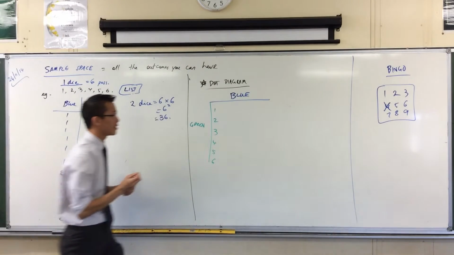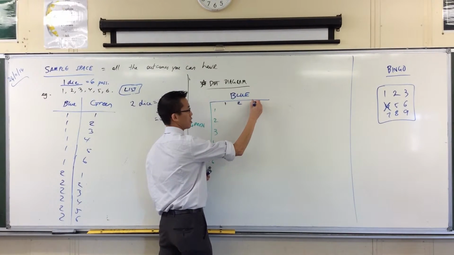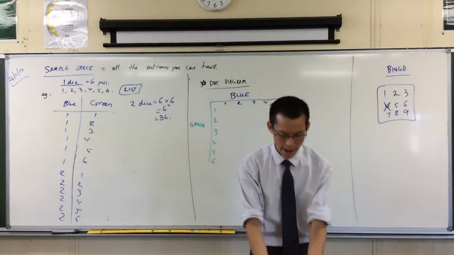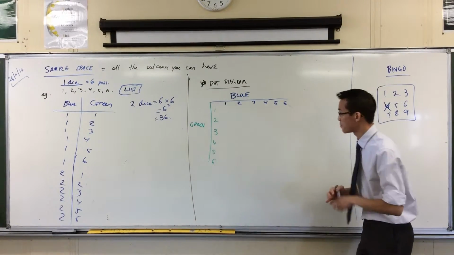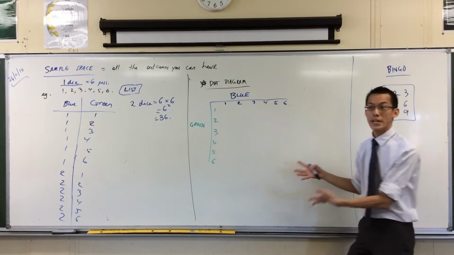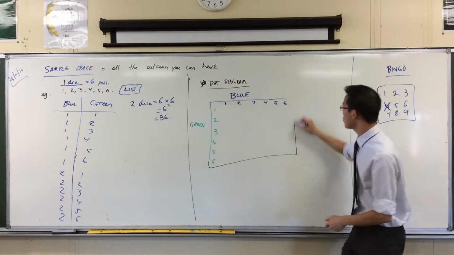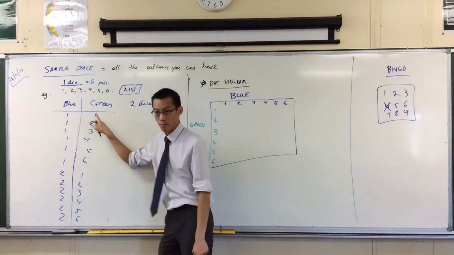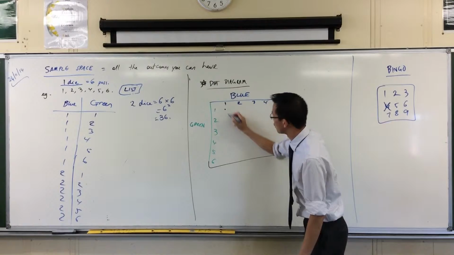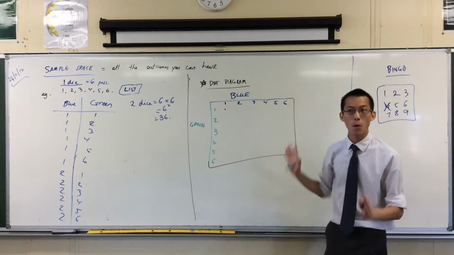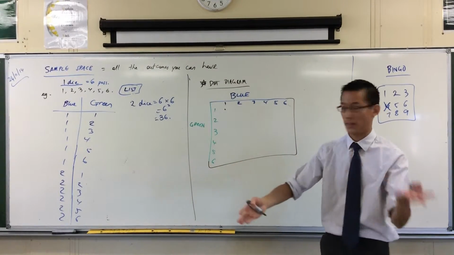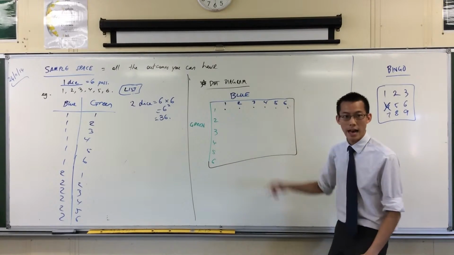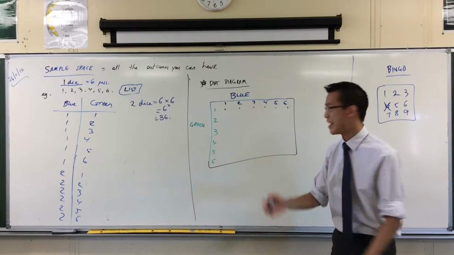The blue die can also be 1, 2, 3, 4, 5, or 6. Okay, now here's where the name of this comes in. When you have it represented in a grid like this, you can represent all of the possibilities. Well, look, see this one? 1, 1. It represents one possibility, so I'm just going to put a dot there. A 1 for this and a 1 for that.